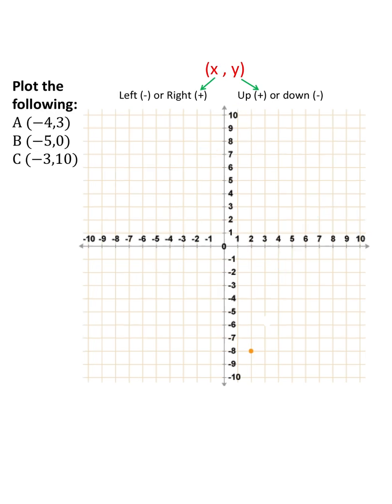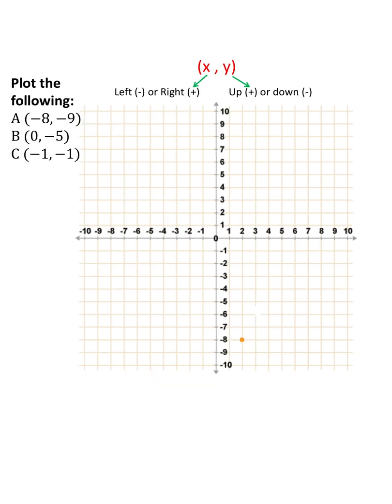Okay, first one here now, we have (-4, 3) for A. So we go to the left, -4, then up to 3. So there we have A. Then B, (-5, 0). So we go to the left, -5. We're not going up or down because it's 0, so that is B. Finally then for C, (-3, 10). We go across to the left, -3, then up to 10, so up here, C.